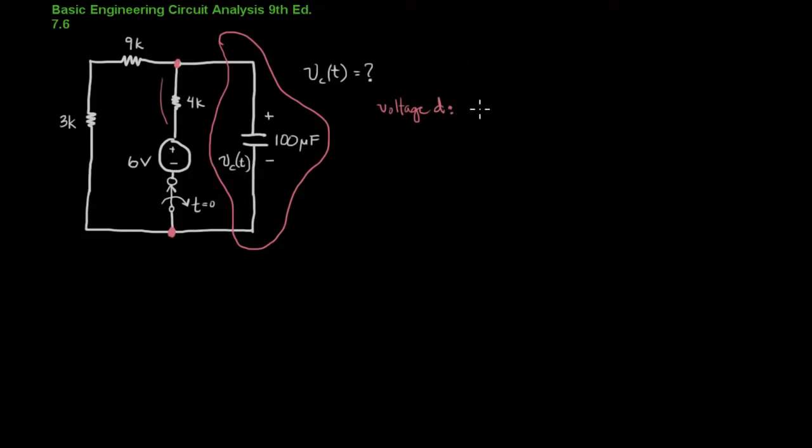And that will tell us that V at the 4K resistor is equal to the 6 volts that are provided times 4 over the sum of the resistances, 4K plus 9K plus 3K. All the K's are going to cancel, of course. And we'll get 24 over 16, and that's going to give us 3/2 of a volt.